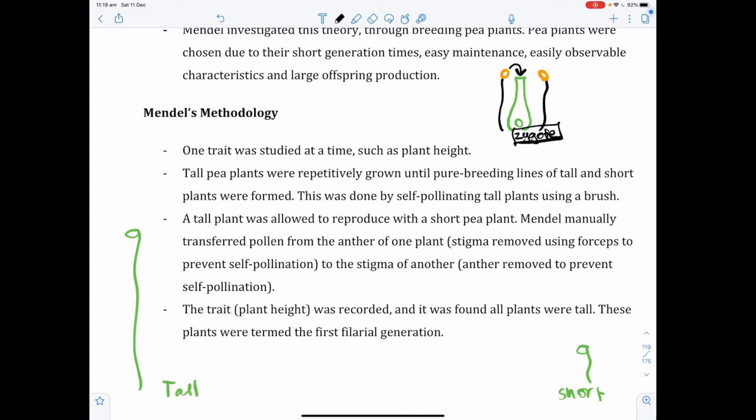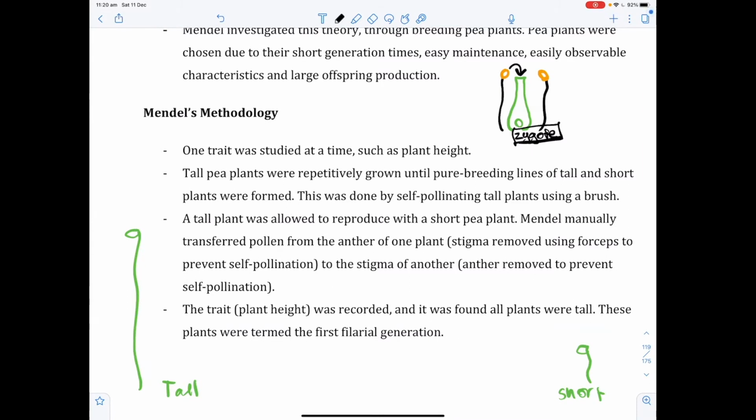Think about it. You're Mendel. You've got forceps and you've got a brush. What do you do? Exactly, right? So he got a brush, he took pollen from a male plant. Remember, plants are hermaphrodites, had male and female organs, right? So he got pollen from the male plant, and then the plant that he decided would be the female or the seed-carrying plant, he then fertilized it.